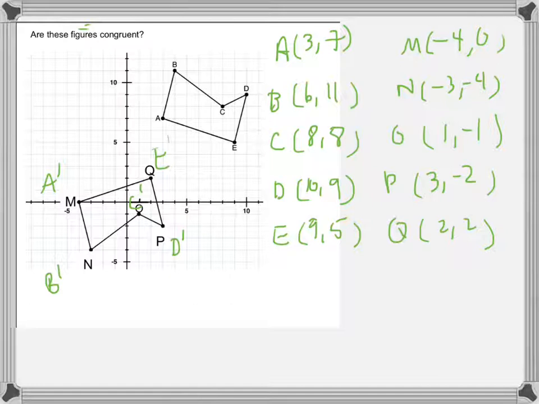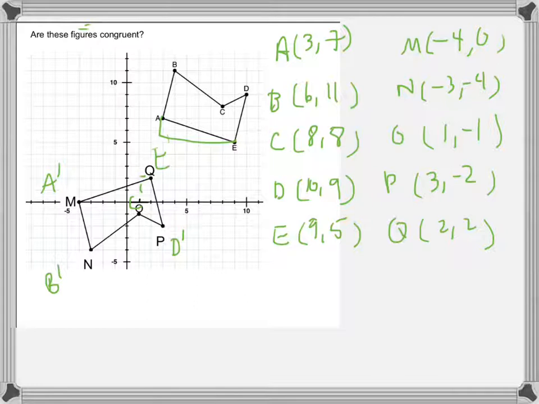So it looks like the orientation has changed. From A to go to E, I would go down 2 and right 6 in the original figure, and then I go up 2 and right 6 in the new figure. So the orientation has changed. So it's either going to be a rotation or a reflection. Okay, so let me just try something out here. Some of this is going to be sort of guess and check.